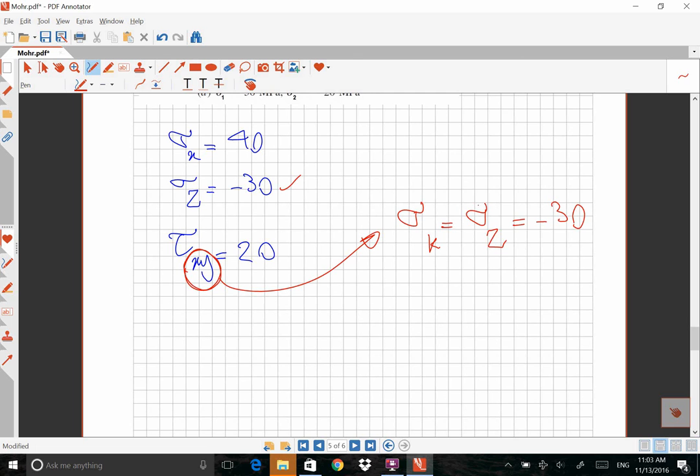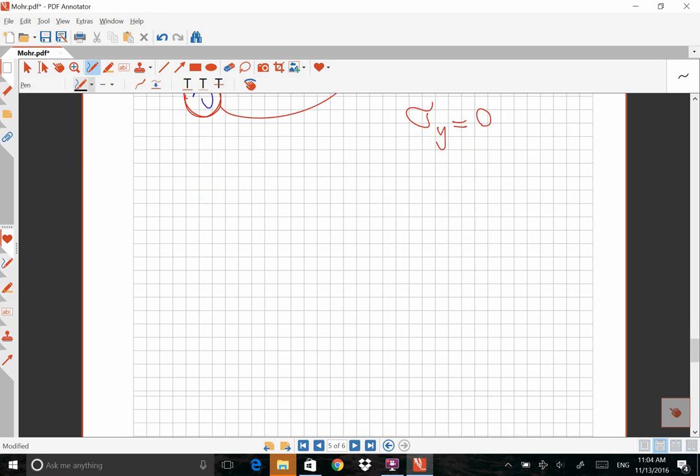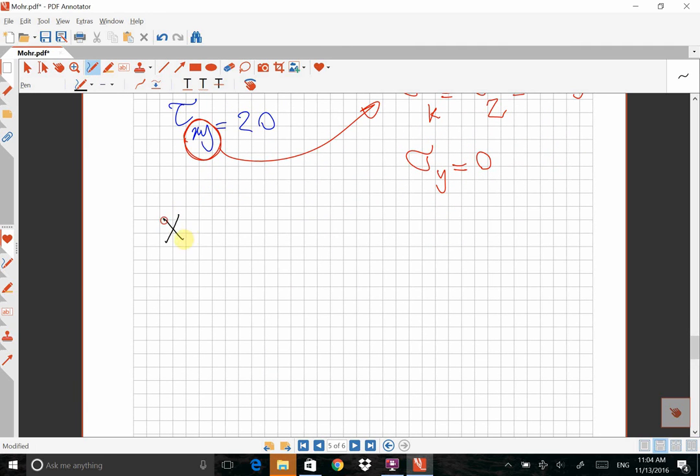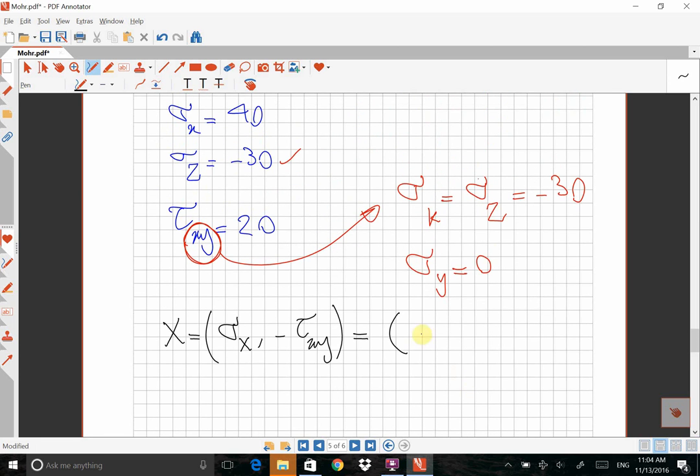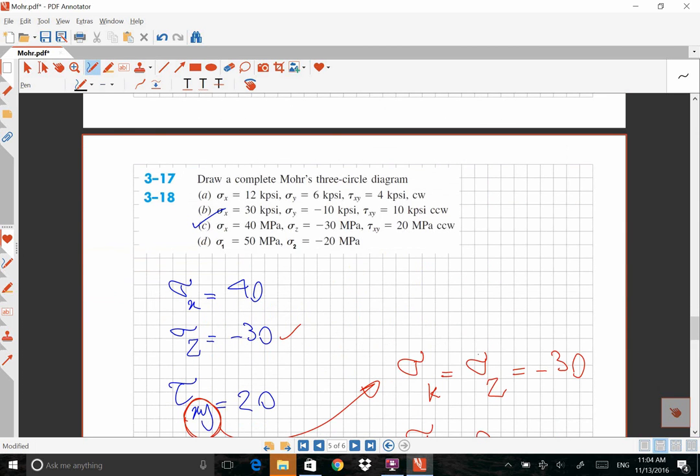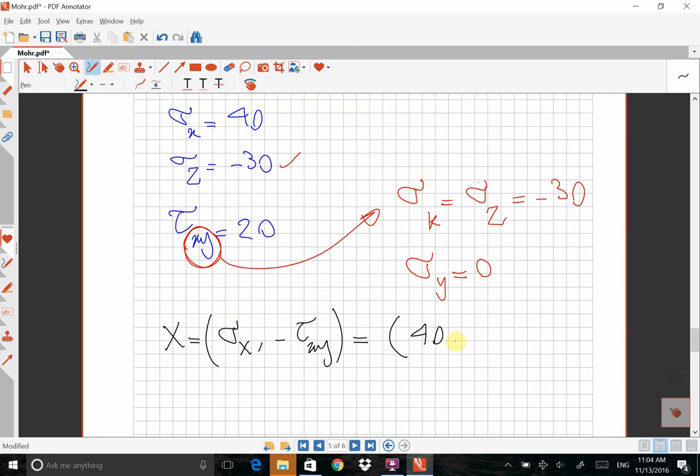So in this case, sigma X is not given to us. Sigma Y is not given to us. So when it doesn't say anything about that, that means this is zero. So I'm gonna find those 3 points. I'm gonna find point X, which was sigma X and minus tau XY. So that will be sigma X. This example will be 40, and for tau we said that we look at this one, so that's counterclockwise. This means that this is positive here, so we are okay. So that is positive, so minus positive is negative, so that's minus 20.